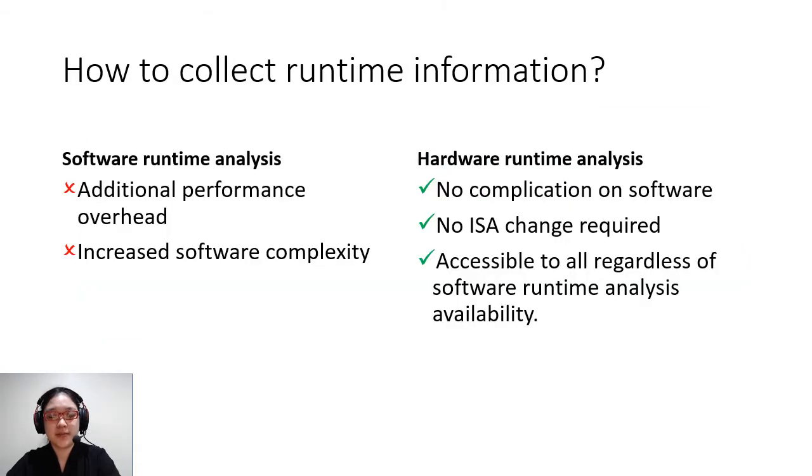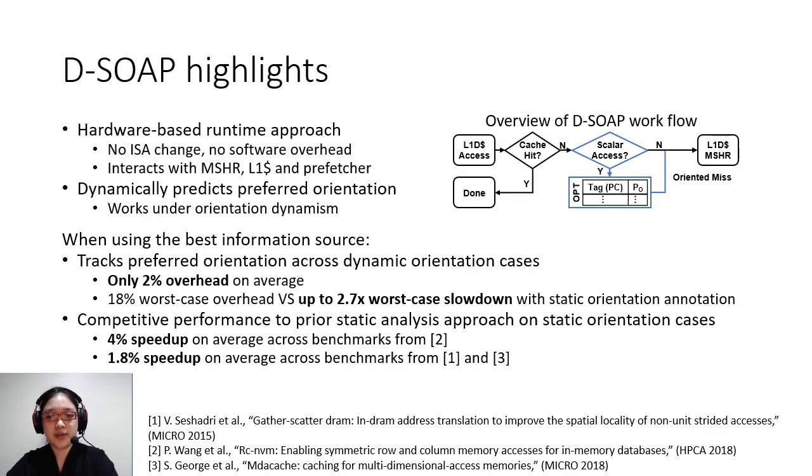To collect runtime information, we can either use a software or hardware approach. DSOAP uses a hardware-based approach because this imposes no complication on software, requires no ISA change, and is available to all regardless of software runtime analysis availability. DSOAP is a hardware-based runtime approach that dynamically predicts preferred orientation. When using the best information source, DSOAP tracks preferred orientation across dynamic cases, avoiding slowdowns of up to 2.7x, and provides competitive performance to prior static analysis approach on static cases.